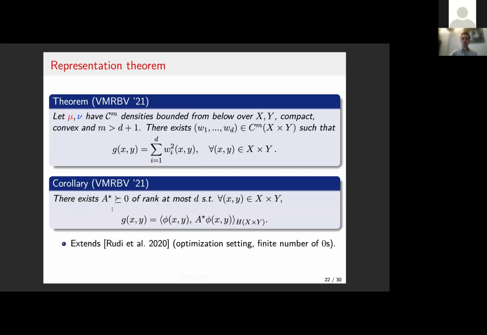And so as a consequence, if we take an RKHS that contains smooth functions, then there exists an operator of rank at most d, such that the constraint function can be written as a sum of squares. This is an extension of the results of Alessandro Rudi and co-authors, who first considered this in the optimization setting where they have a finite number of zeros. Here in our case, we have an infinite number of zeros.